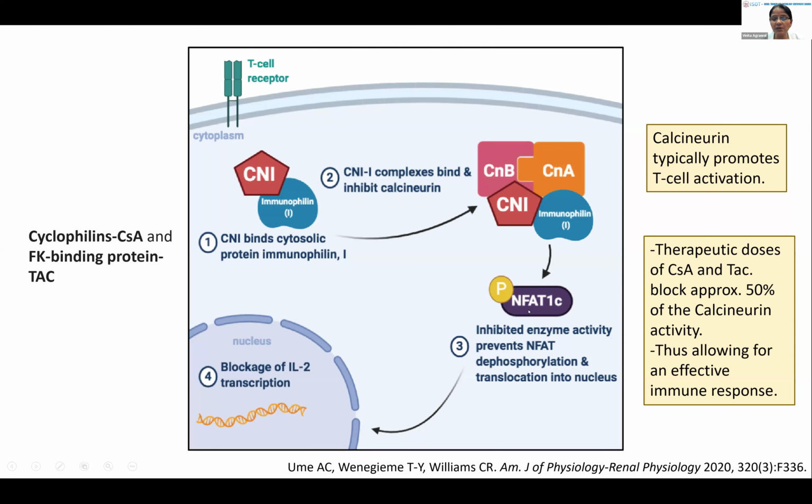Once this activation does not occur, it is not translocated into the nucleus and does not cause transcription of the cytokines, basically interleukin-2. So they are basically blocking the calcineurin activity, and calcineurin promotes T cell activation. So they in turn are blocking the T cell activation. At the therapeutic doses used in these allograft recipients, they block approximately 50% of the calcineurin activity and thus allow for an effective immune response despite these patients receiving these calcineurin inhibitors.